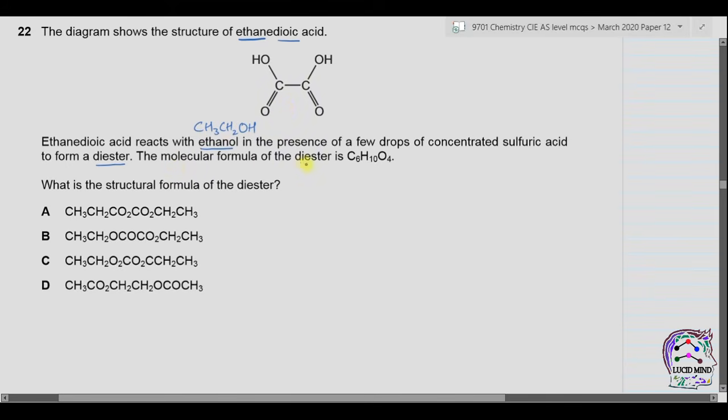The molecular formula of the diester is C6H10O4. What is the structural formula of the diester? So let's see how this compound reacts. So first I'm going to draw ethanedioic acid. OH on each side, and we have carbon double bonded with the oxygen atom.